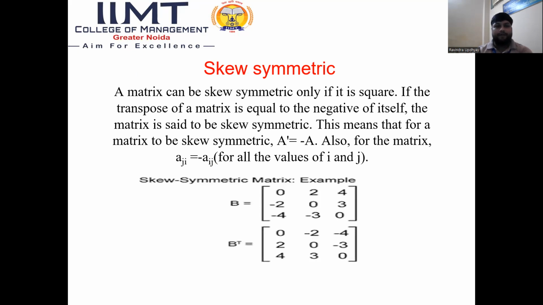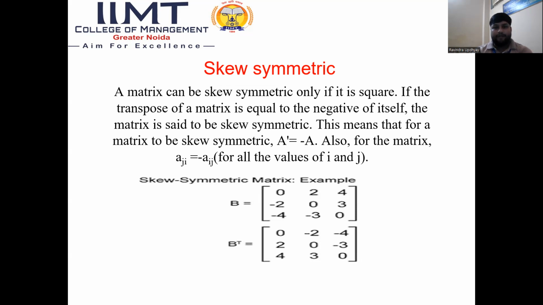Skew symmetric matrix. A matrix can be skew symmetric only if it is square. If the transpose of a matrix is equal to the negative of itself, the matrix is said to be a skew symmetric matrix. This means that for a matrix to be skew symmetric, the matrix should be equal to the negative of its transpose. Also, for the matrix a_ji equals minus a_ij, which means all the elements of the principal diagonal will be 0.